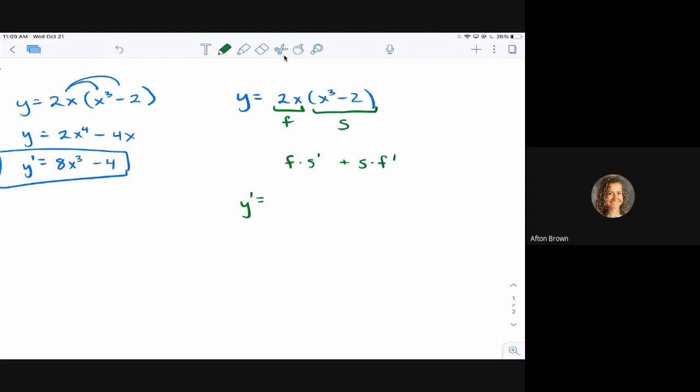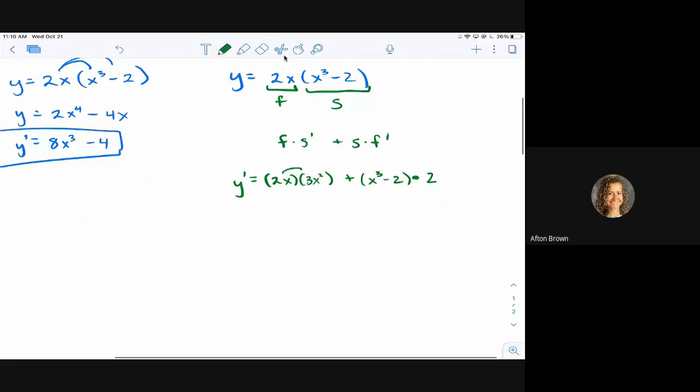So what is the first function? What will I write for f? 2x. Okay, s prime stands for the derivative of the second. What is the derivative of the second? 3x squared. Great, so I could multiply by 3x squared. Then it says add the second. What's the second term? What do I write for S? Great. So that's the second function. And then I times it by the derivative of the first. What's the derivative of the first? 2.